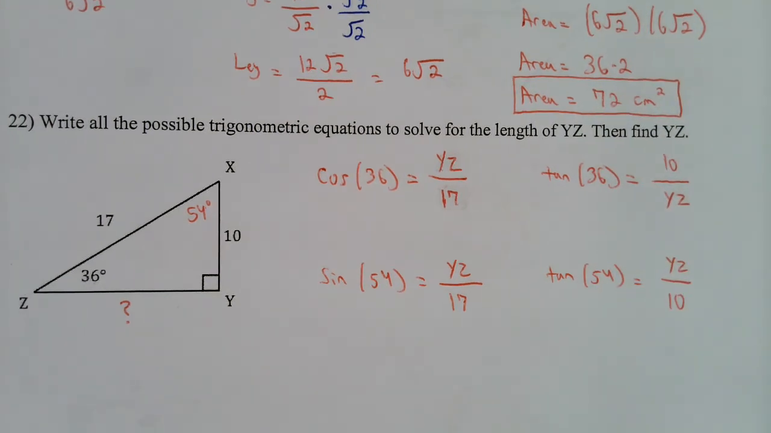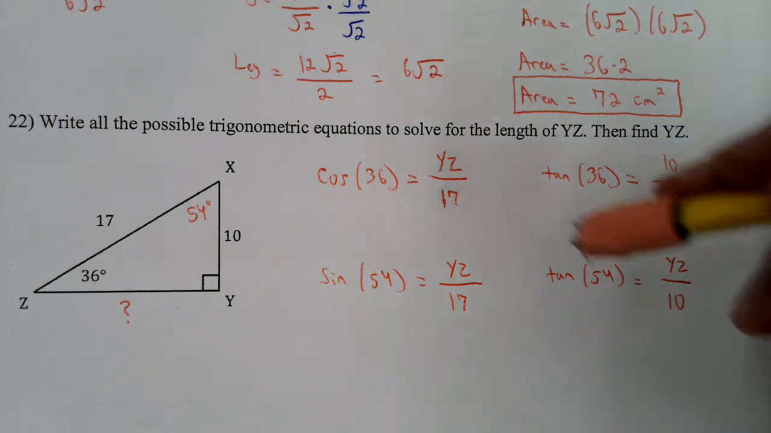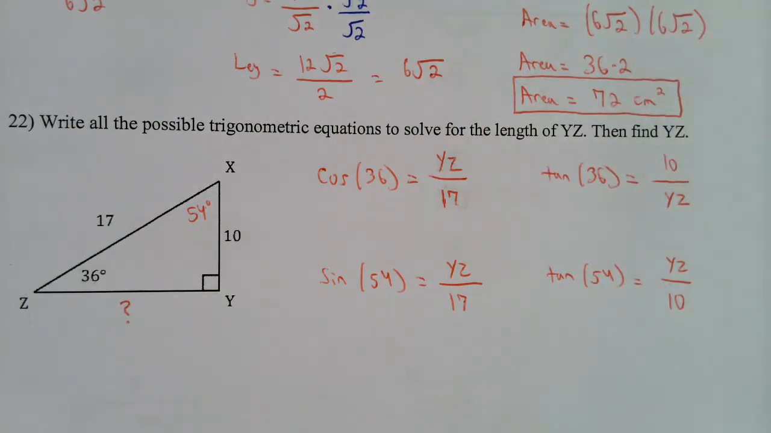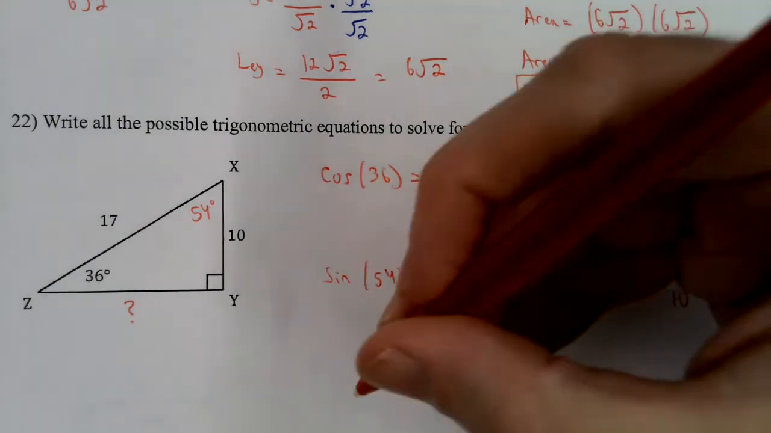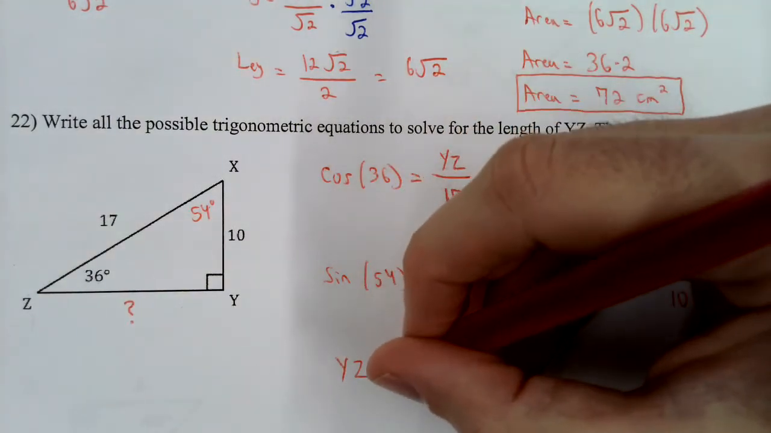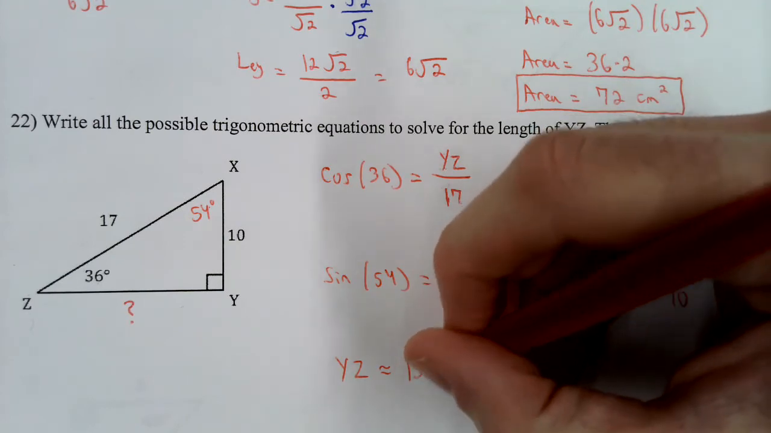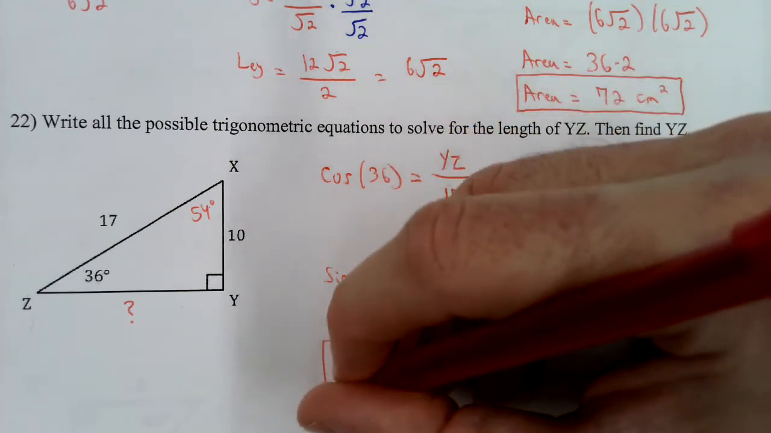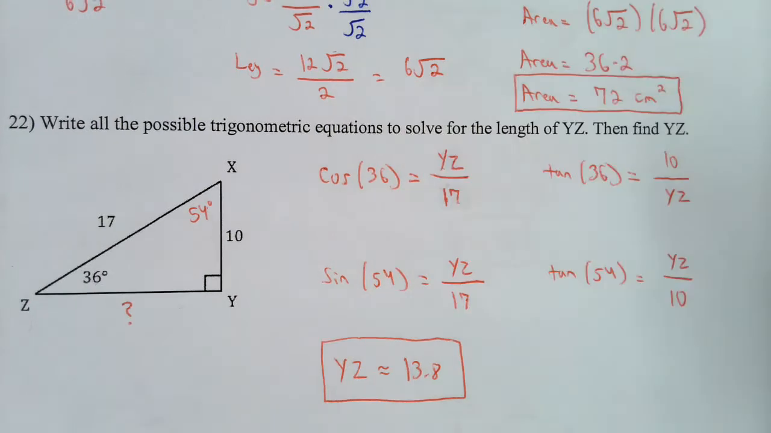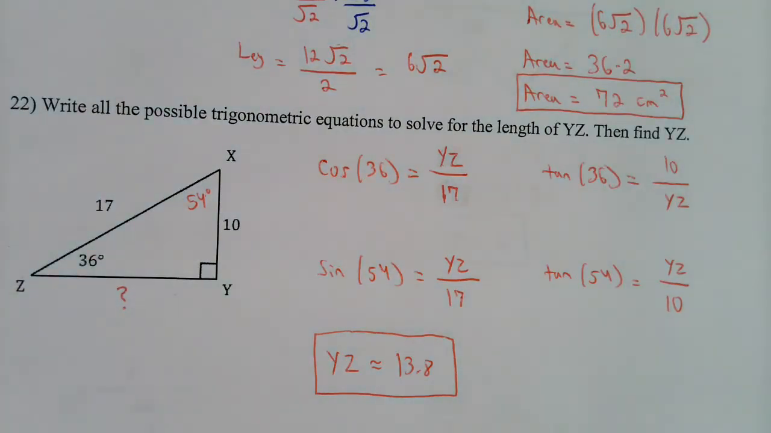So what I would like you to do is now just solve for yz, and I want you to check that it's the same answer all 4 ways. I actually want you to check that, okay? So the first way, 17 times cosine 36 gives you approximately 13.8. It doesn't tell you where to round, so I'm just going to do approximately 13.8. That's how I got it when I did 17 times cosine 36.